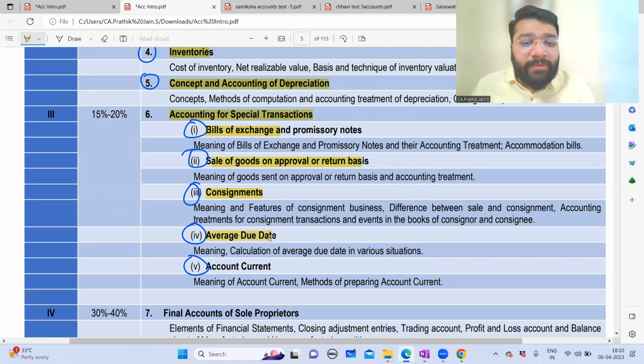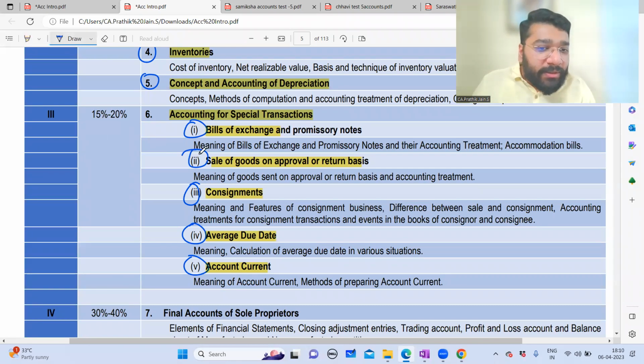Moving on, the next topic will be average due date. This is a jujubee chapter. Even a baby can do this topic. Next is account current. Kind of an easy chapter only. Generally in the exam, between average due date and account current, there is an OR question. You have studied OR questions in the 12th board. Like that, generally in average due date and account current, there is an OR question.